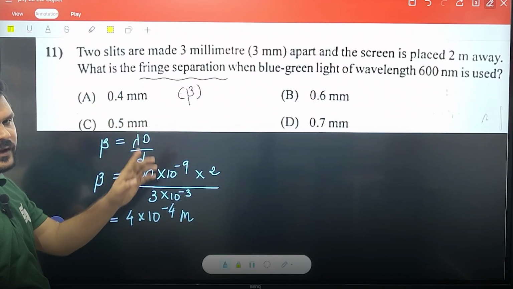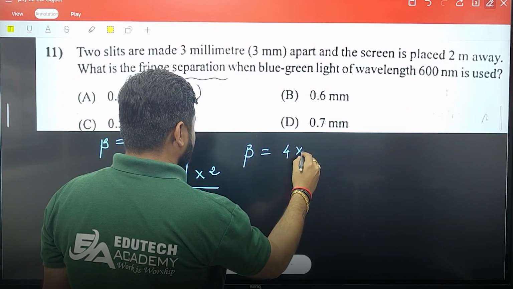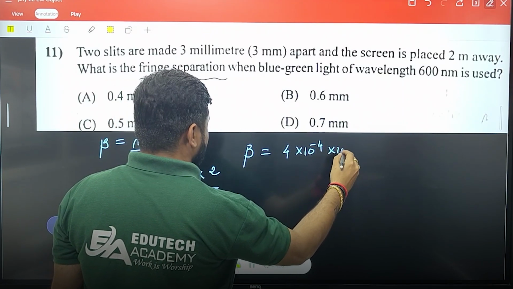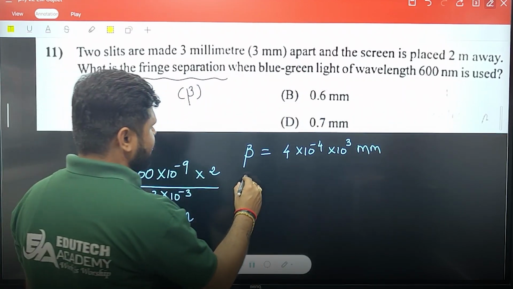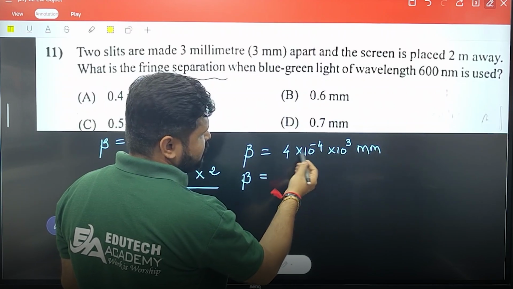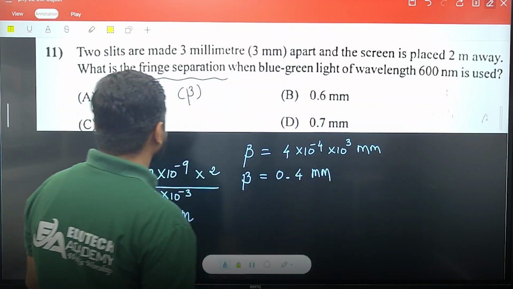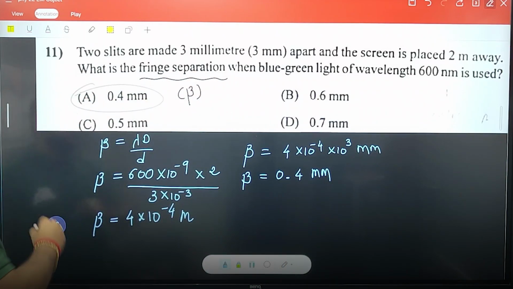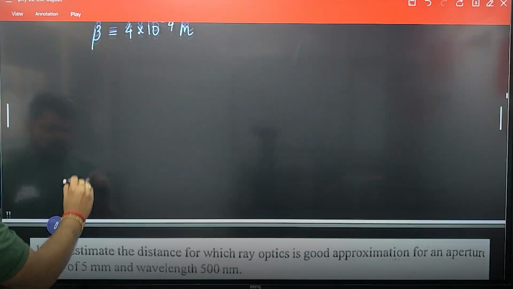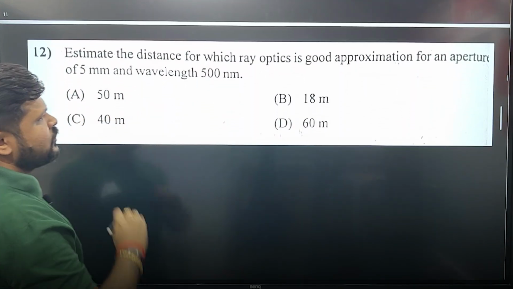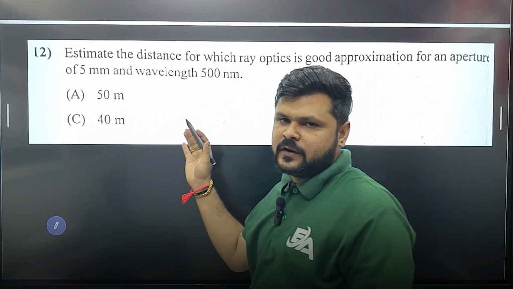But our options are in mm, so we will convert this into mm. So 4 into 10 raised to minus 4 into 10 raised to 3; by multiplying by 10 raised to 3 we have converted meter to mm. So 10 raised to minus 1 is there. So the correct answer is 0.4 mm. That is option A, 0.4 mm. MCQ number 11. Now MCQ number 12. This is also omitted from your syllabus, again from chapter number 10, but it is deleted.